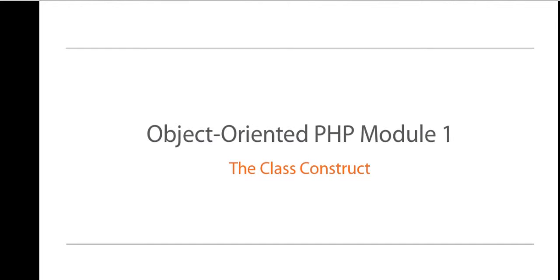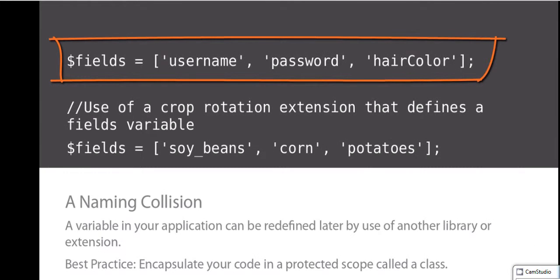Object-Oriented PHP, Module 1, the class construct. Here we have a big problem. The fields variable is currently assigned to an array with the values of username, password, and hair color.